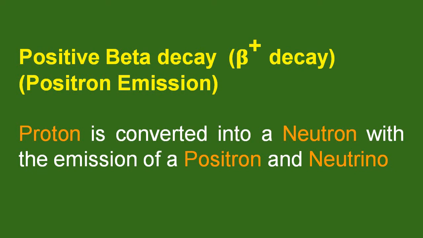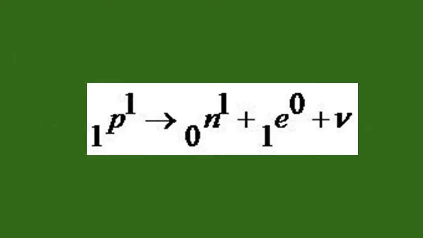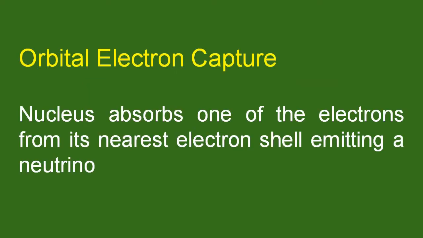And in positive beta decay, or positron emission, a proton is converted into a neutron with the emission of a positron and a neutrino. Positron means the antiparticle of the electron. That means it is positively charged. And this reaction you can write as a proton gives a neutron, a positron plus a neutrino.